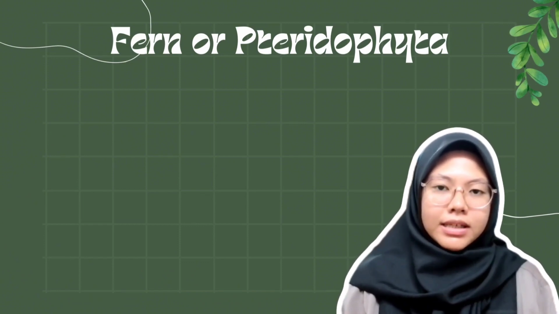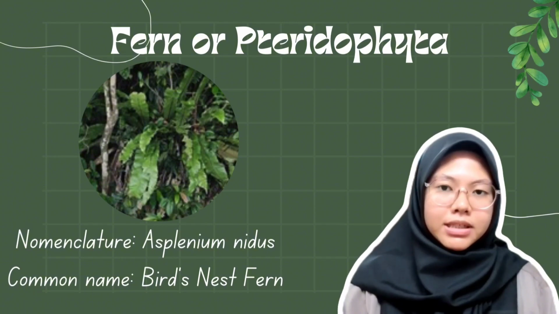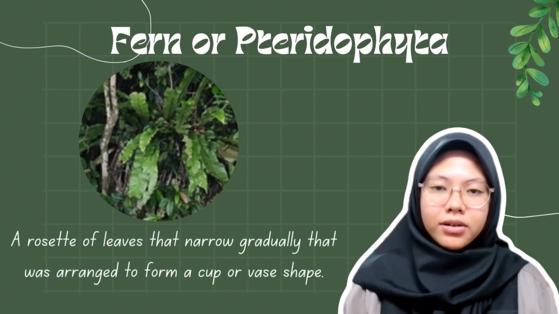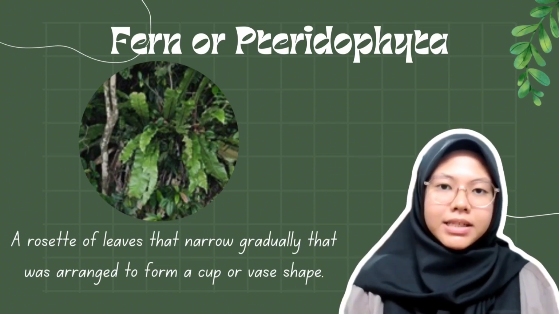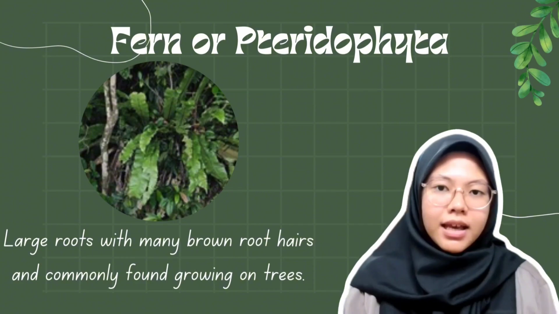The first one is Asplenium nidus from the family Aspleniaceae, commonly known as bird's nest fern. This fern can be described as having a rosette of leaves that narrow gradually and are arranged to form a cup or vase shape. Bird's nest ferns also have large roots with many brown root hairs. This species is commonly found growing on trees.